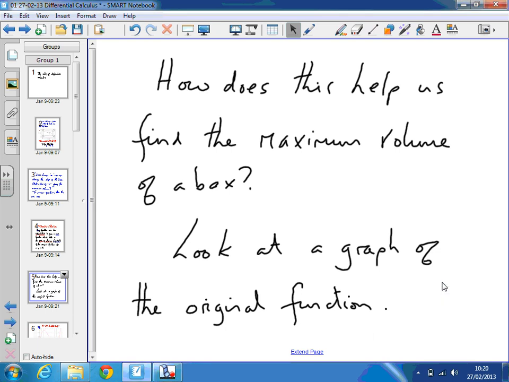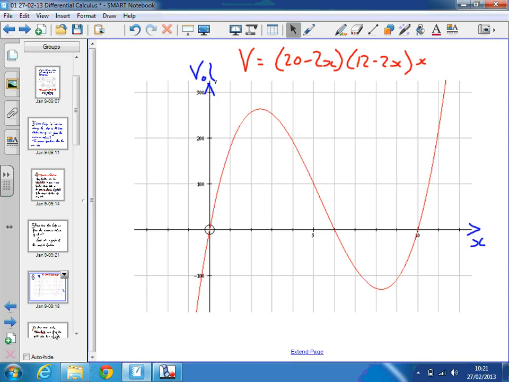So how does this help us find the maximum volume of a box? Remember, that's what we're after doing, finding this maximum volume of the box. Well, let's look at a graph of the original function. Here it is, and that's the expression volume equals 20 minus 2x, 12 minus 2x times x.